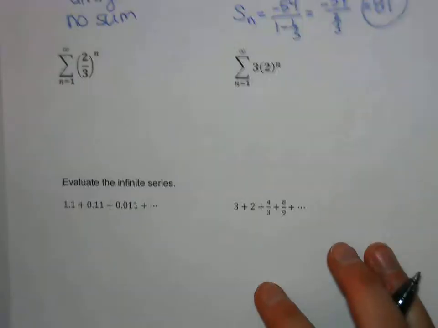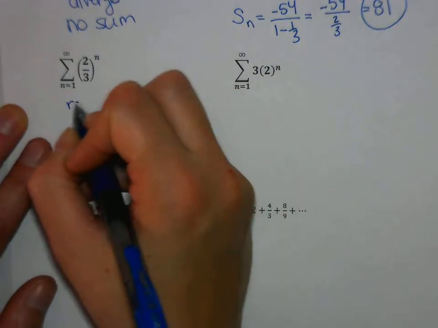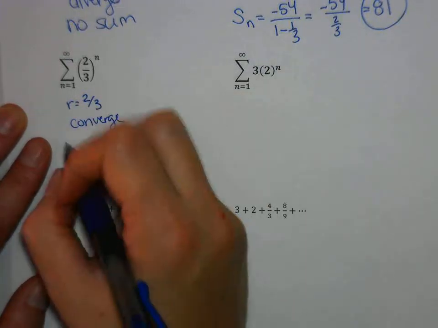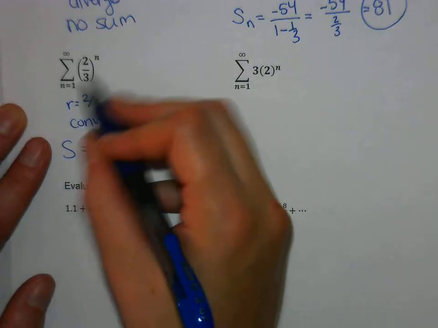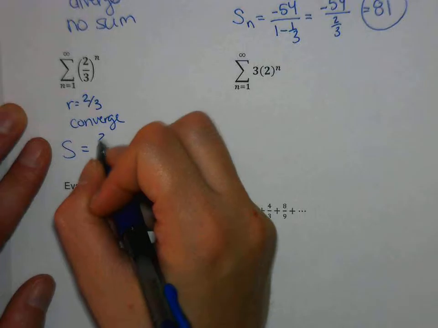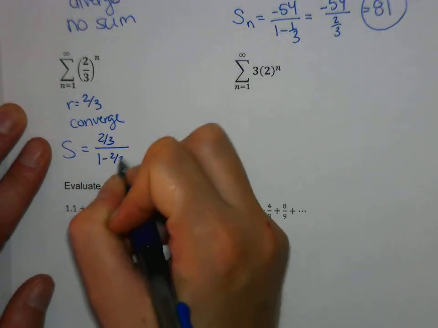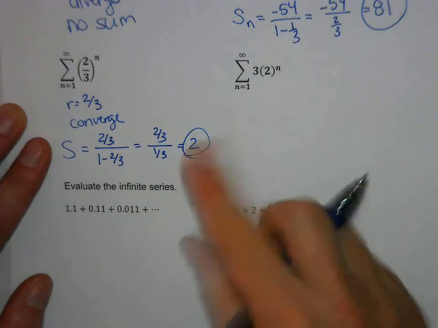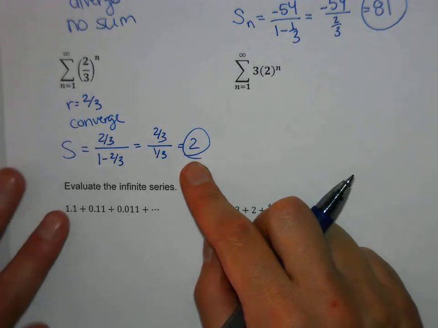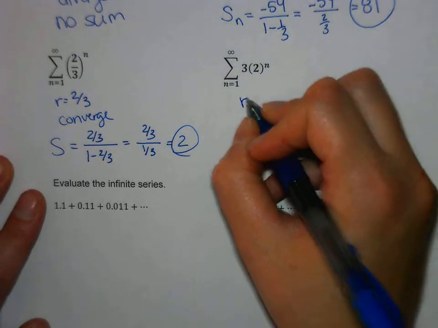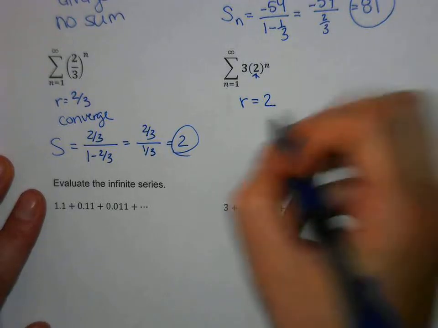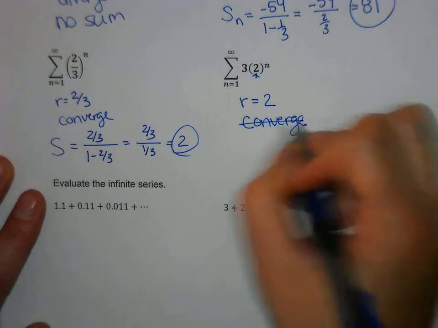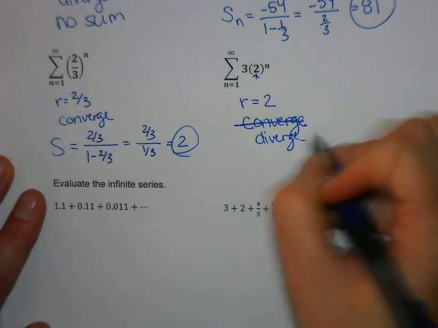So let's look at this one. Our ratio is 2/3, so it's going to converge. The sum: our first term, if I plug in 1, 2/3 to the first power is 2/3, divided by 1 minus 2/3. So 2/3 divided by 1/3. Our infinite series will converge to equal 2. Here our ratio is 2, which is larger than 1, so it's going to diverge. There's no sum.